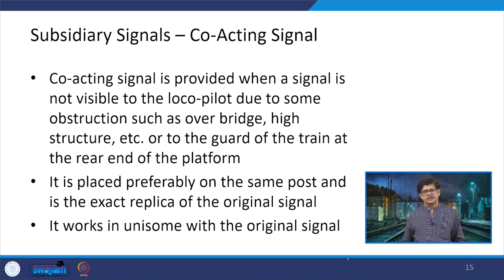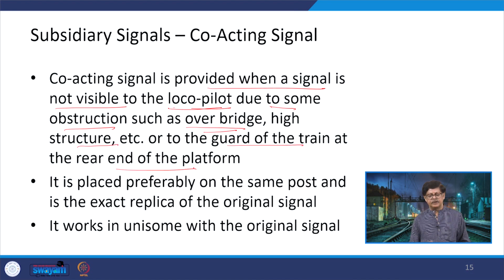Now, co-acting signal. We talked about a repeating signal, meaning the same information has been given at some other location, so that it is visible to the locopilot or guard. Now, what is a co-acting signal? It is provided when a signal is not visible to the locopilot due to some obstruction such as an overbridge, high structure, or to the guard of the train at the rear end of the platform.